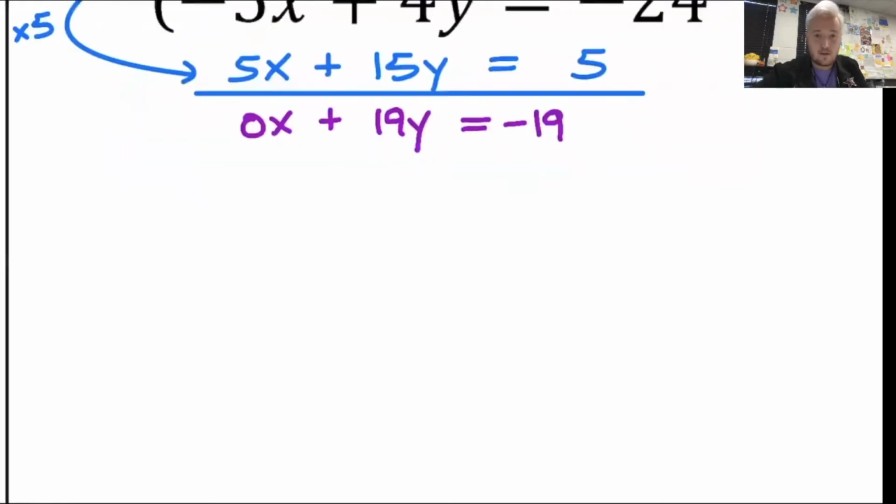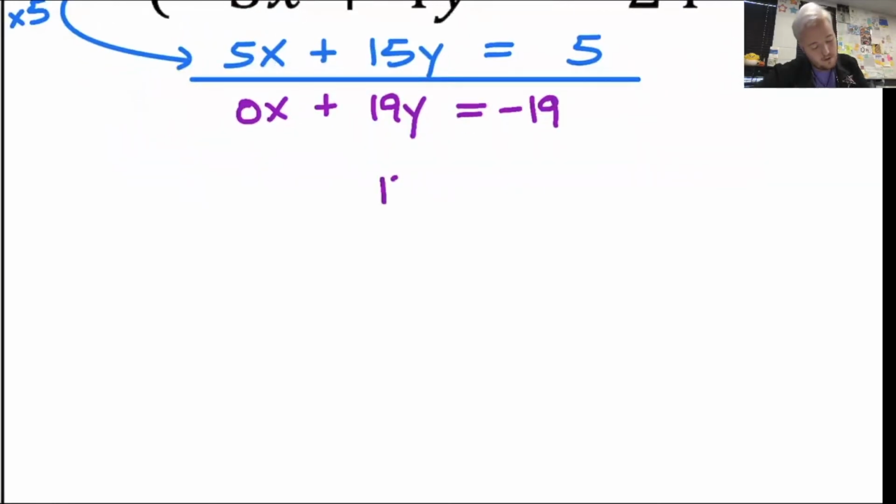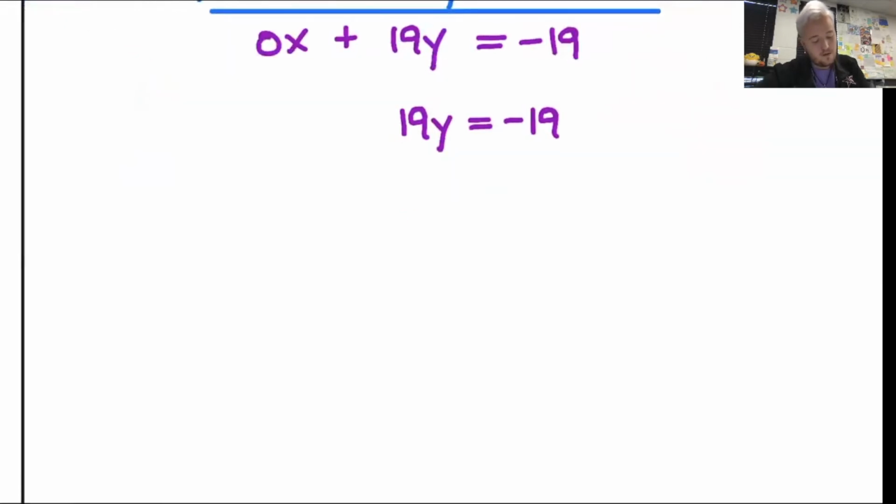So once again, anything times 0 just gives you 0. So we have 19y equals -19. So now I want to divide both sides by 19. So I get a y value of -1.